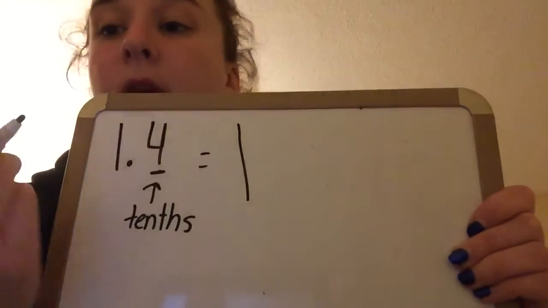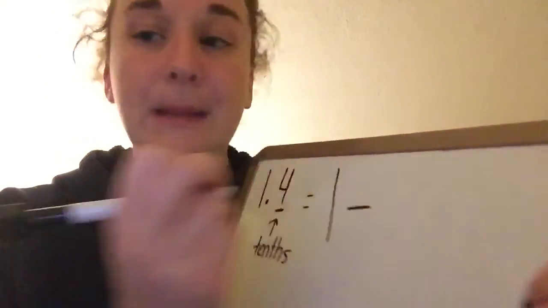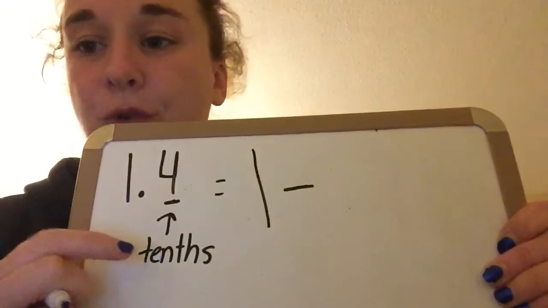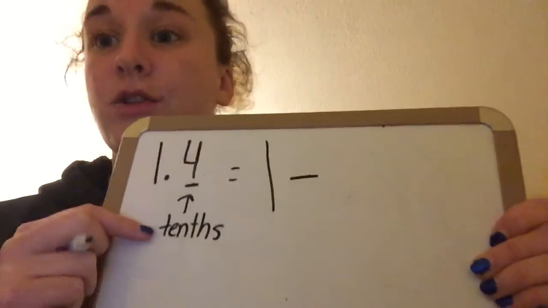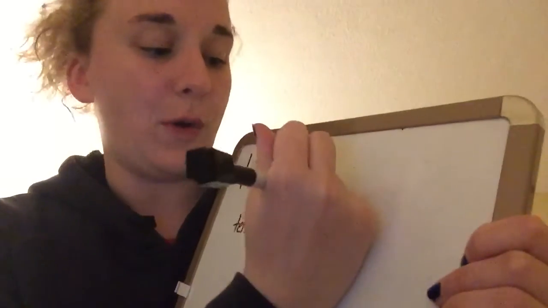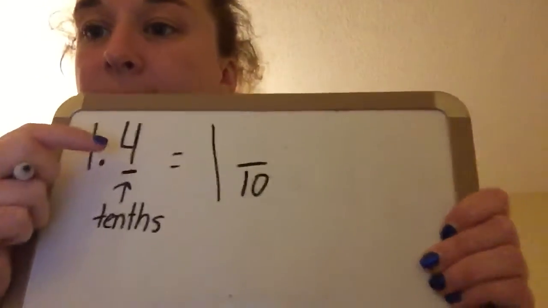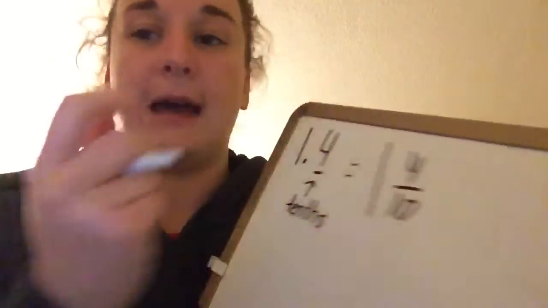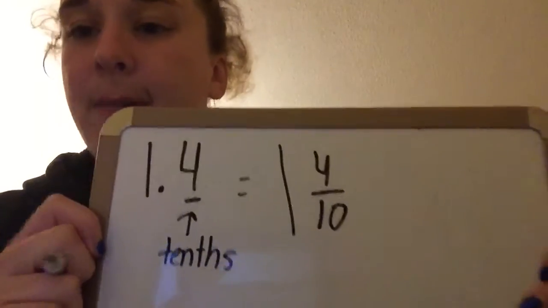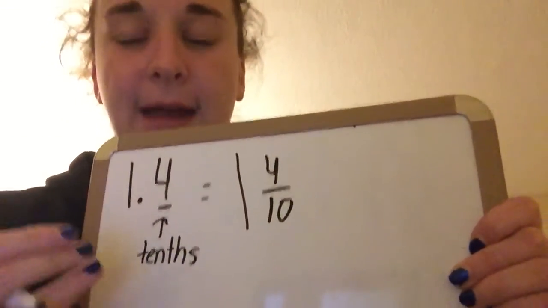Okay? Now, when I write my fraction, my denominator is going to be the last place value I said, which is the tenths place. So my denominator is going to be 10, and my numerator is going to be the number in that place. So we have 1 and 4 tenths. Keep in mind on this assignment, you do not have to simplify the fraction, okay? You can just leave it as is. Let me do another example.